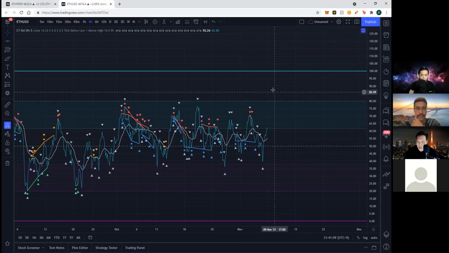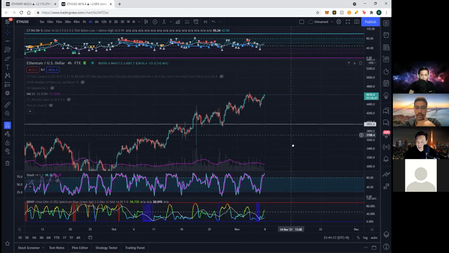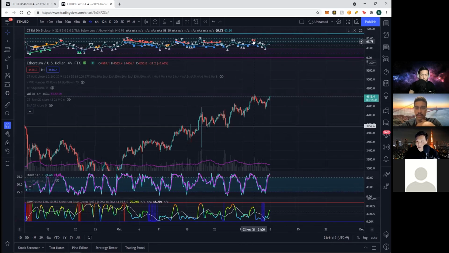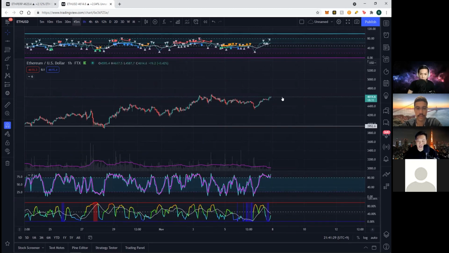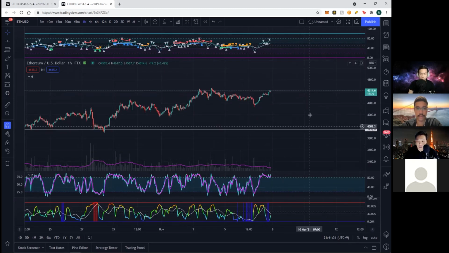So long as we don't have any bearish divergences, which we haven't had for a while now, actually since November 3rd, we're not seeing us lose momentum here, which is very, very good.